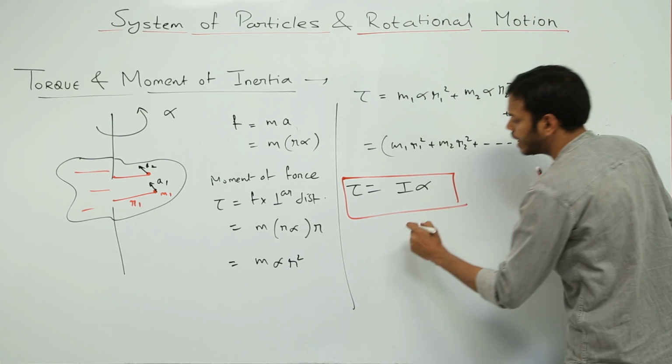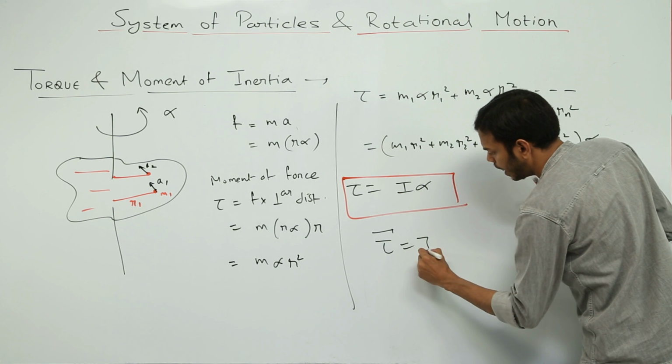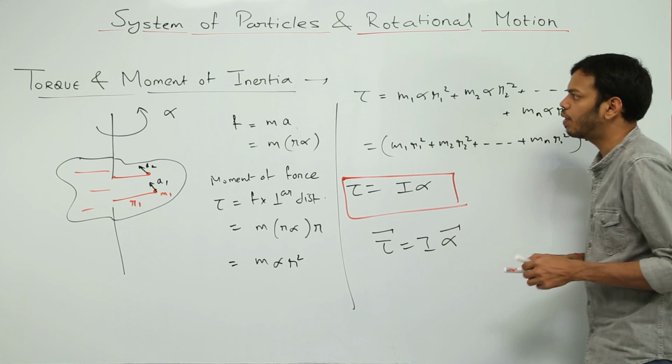And if you want to write it in vector form, it would be torque equals I alpha. This is the required relation we are looking for.